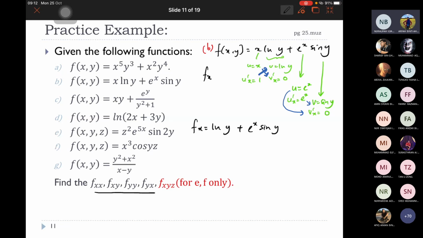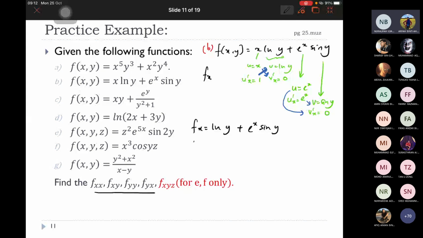Dapat? Yang lain? Oi, dapat tak? Senyap je tak dengar tak? Okay, dapat.